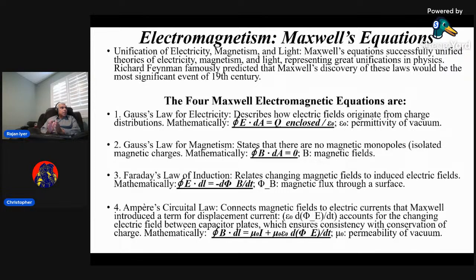That is the electromagnetic aspect based on what we call Maxwell equations, which unified electricity, magnetism, and light. So the Maxwell equations successfully unified different theories of electricity, magnetism, and light. And Richard Feynman, the famous Nobel laureate in physics in recent history, whose main area was quantum electrodynamics, said that Maxwell's discovery of the law would be the most significant event of the 19th century.